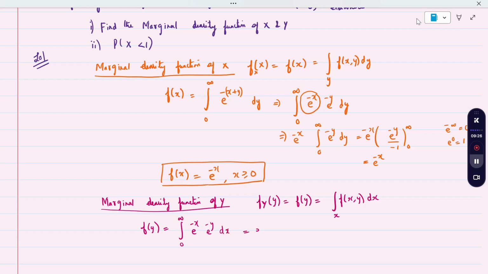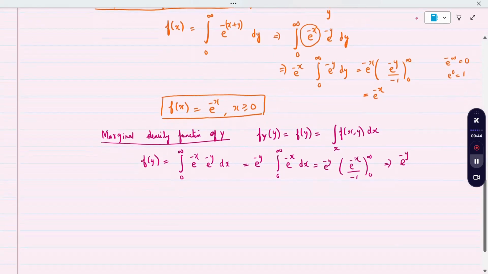e to the power minus y is a constant, so the integral from 0 to infinity is of e to the power minus x into dx. I can integrate it, with e to the power minus y constant. The integration gives e to the power minus x divided by minus 1, from 0 to infinity. When I substitute the upper and lower limits, I get e to the power minus y. So take the answer and write: f of y is nothing but e to the power minus y, for y greater than or equal to 0.